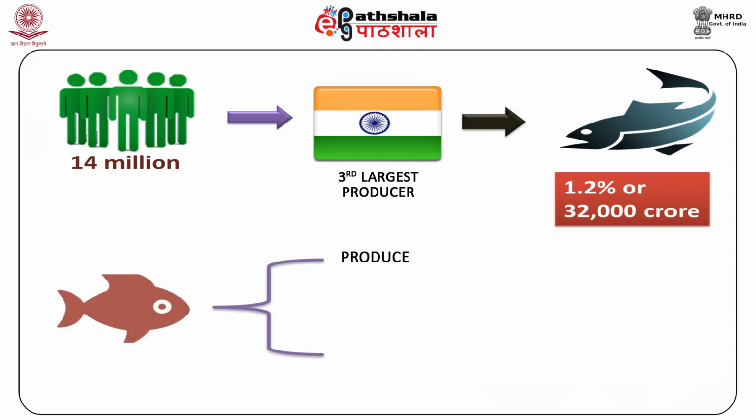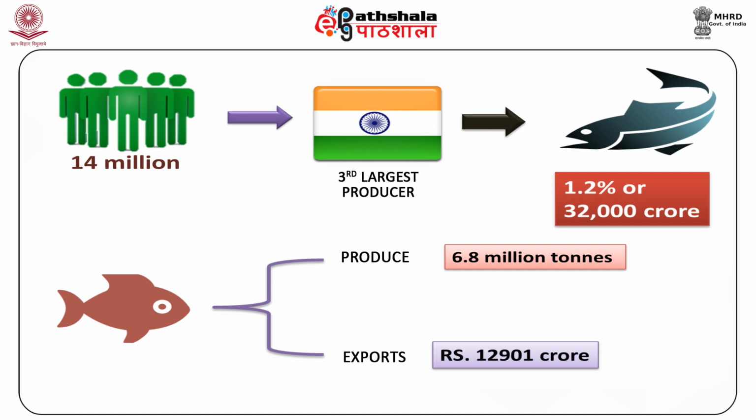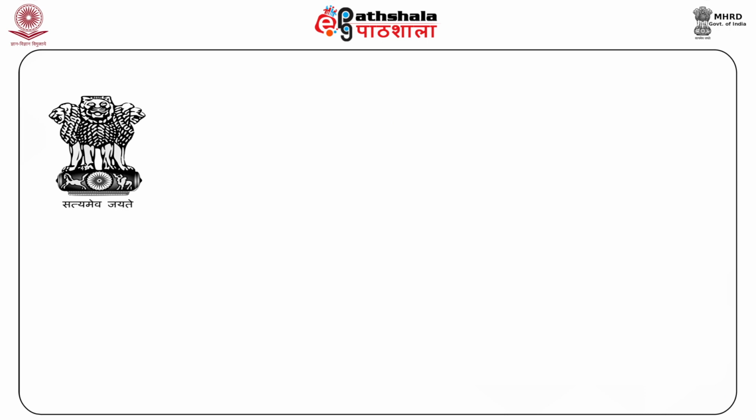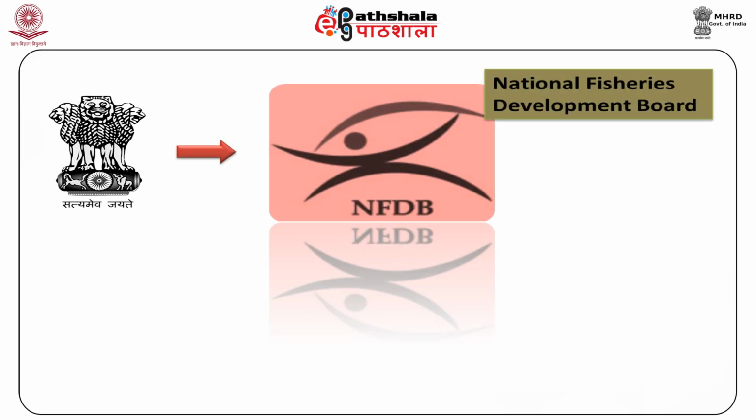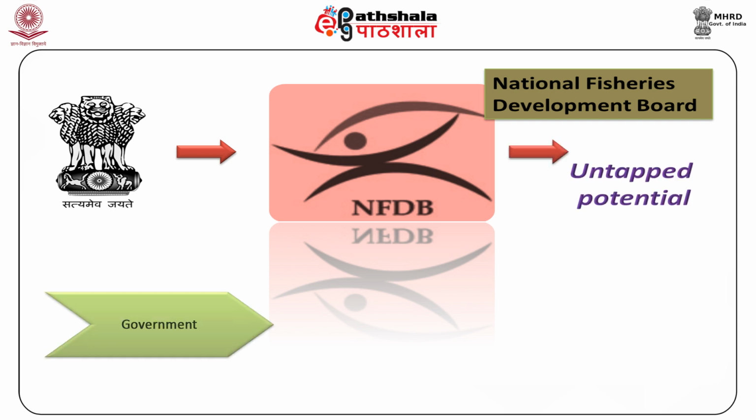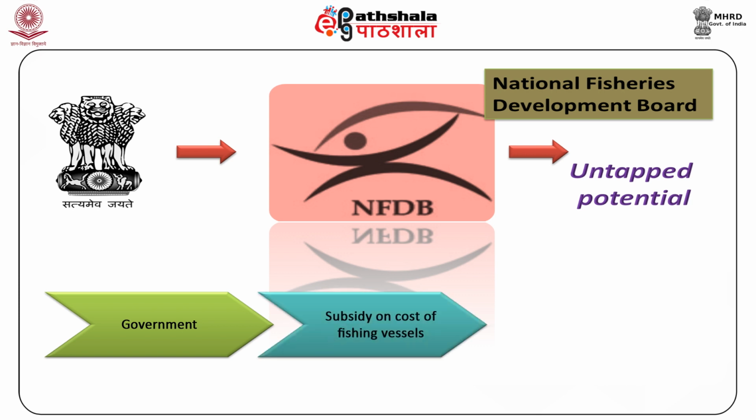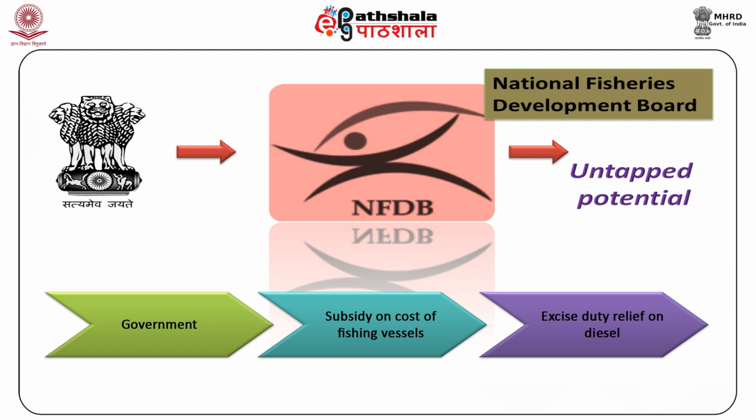India produced around 6.8 million tons of fish in 2005-06 and exports amounted to rupees 12,901 crores in 2010-11. The Government of India set up the National Fisheries Development Board (NFDB) to capture the untapped potential. The government also provides subsidy on the cost of fishing vessels and excise duty relief on diesel.